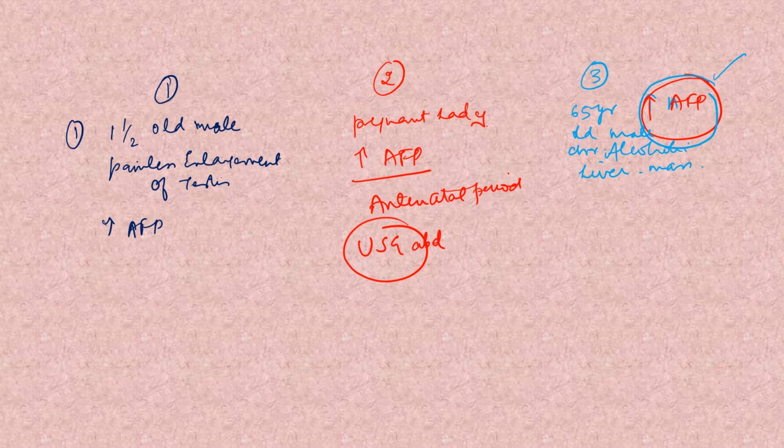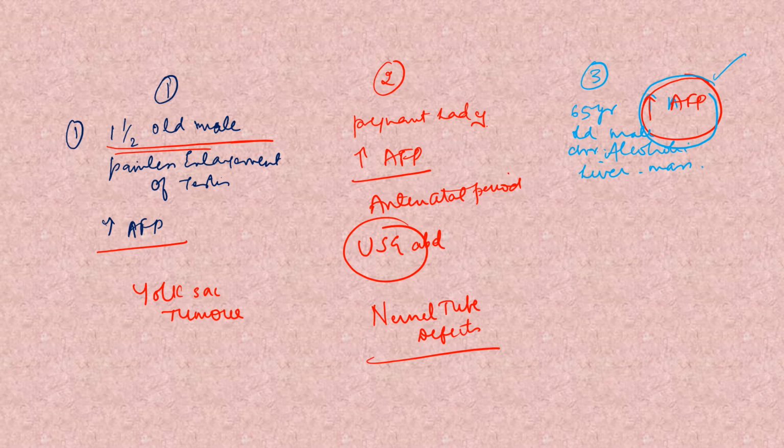Now what's the diagnosis in the first case? It's a young male with a testicular tumor. In this case, you have to think of yolk sac tumor. Next is a pregnant lady in the antenatal period with elevated alpha fetoprotein. When alpha fetoprotein is elevated during pregnancy, always think of neural tube defects. Neural tube defects can be prevented by administration of folic acid, so neural tube defect has to be ruled out. The third one you all would have guessed: a chronic alcoholic with elevated alpha fetoprotein. You have to try ruling out hepatocellular carcinoma.